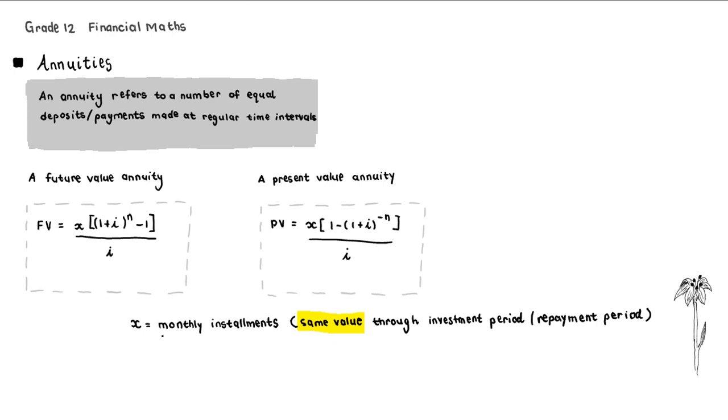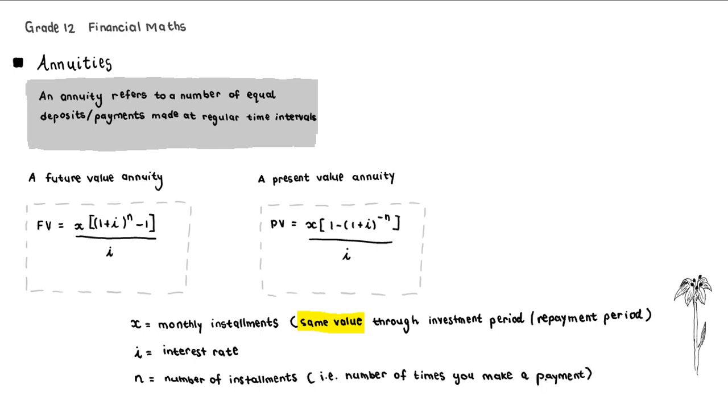Right. I, as usual, is your interest rate that is being charged. Interest rate. And N, it's the number of installments. In other words, the way you can think about it is the number of times you're going to make a payment. So when I say the number of times you make a payment, it means the physical number of times you're going to take out this value of X.